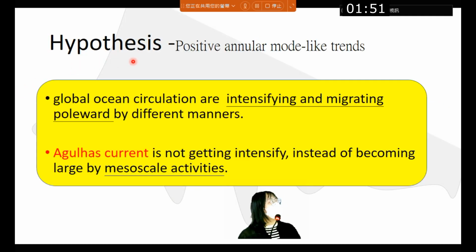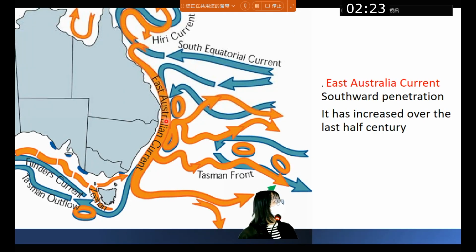This is the hypothesis. The hypothesis is that the Agulhas Current is not getting intensified, instead of becoming large by mesoscale activities. And we know the global ocean circulation is intensifying and migrating forward in different manners. Later, we have two examples of different manners.